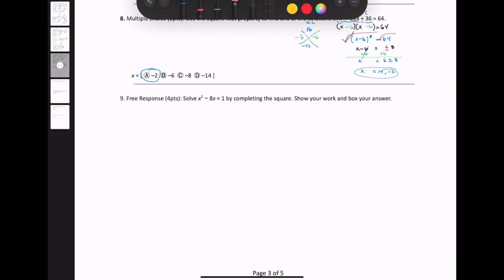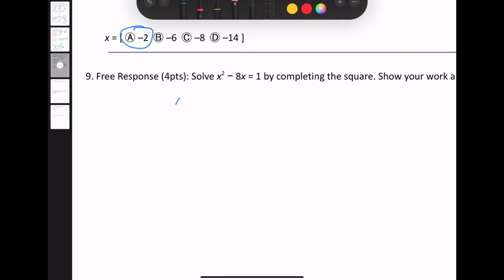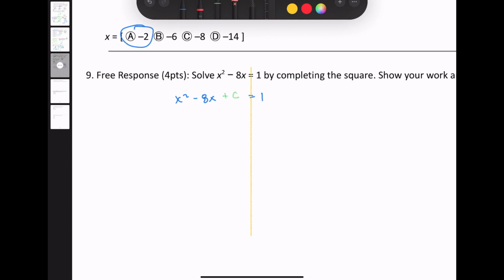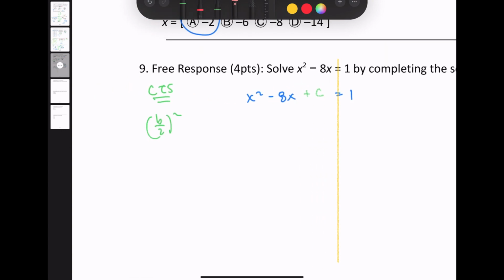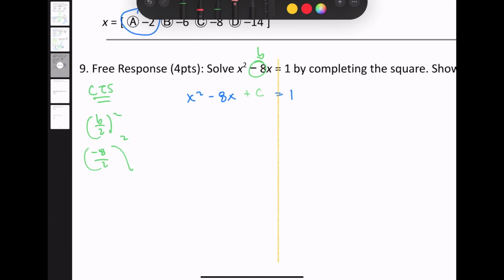Number 9, solve by completing the square. I have x squared minus 8x equals 1. We need this c value. C value is by completing the square, b over 2 squared. So my b value is negative 8. Half of negative 8 is negative 4. Negative 4 squared is 16. If I put 16 here, then I'm going to have to put 16 there on that side. So my equation looks like this now.